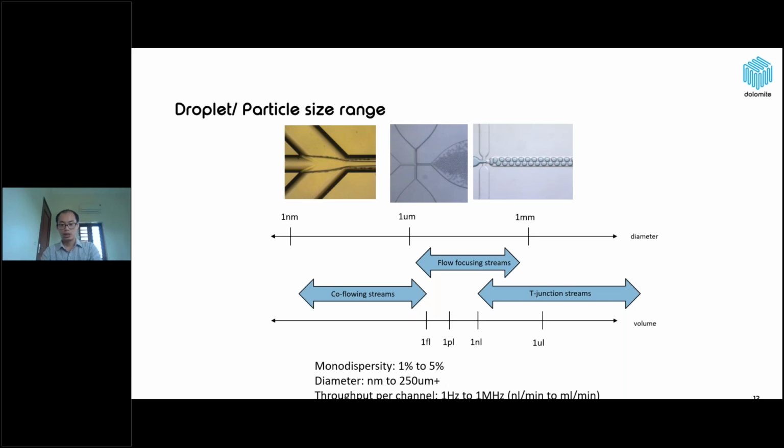Microfluidics shows very good monodispersity, from 1 to 5%, with diameters ranging from nanometers up to more than 250 micrometers, and a very high output per channel from 1 Hz to 1 megahertz, depending on the technology.